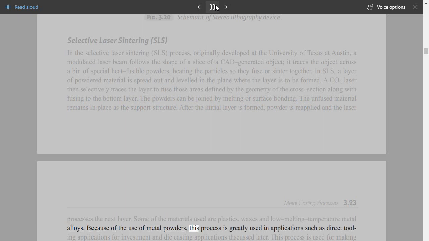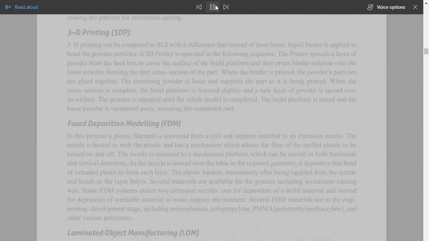Because of the use of metal powders, this process is greatly used in applications such as direct tooling applications for investment and die casting applications discussed later. This process is used for making low-volume metallic molds used for permanent mold casting and die casting. It can also make the dies for making the patterns for investment casting.